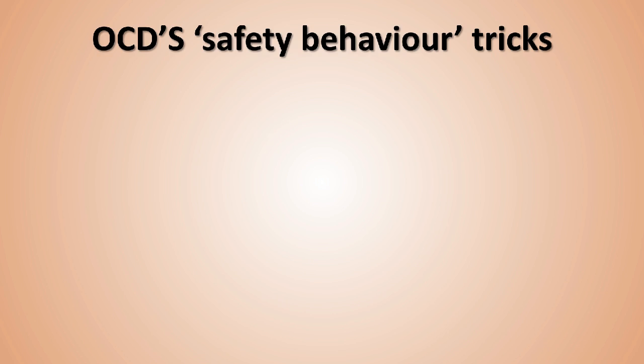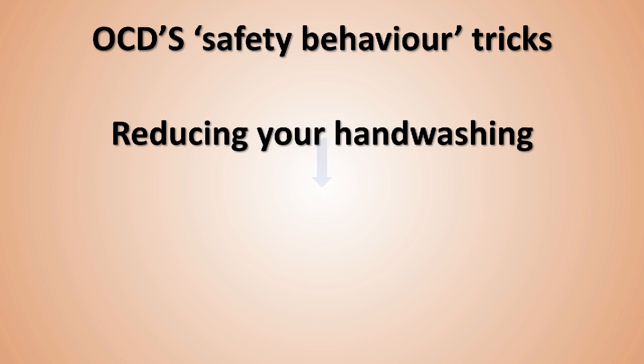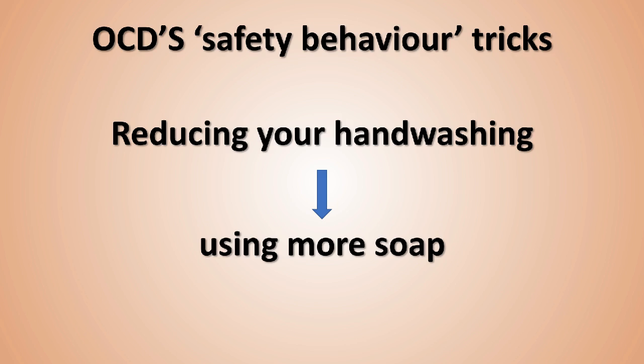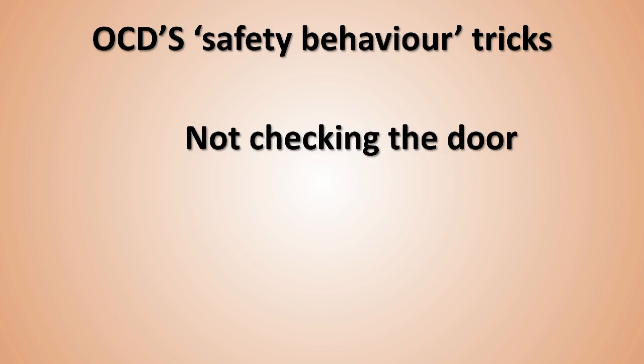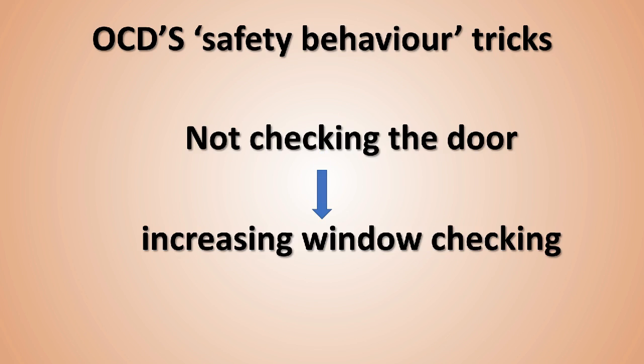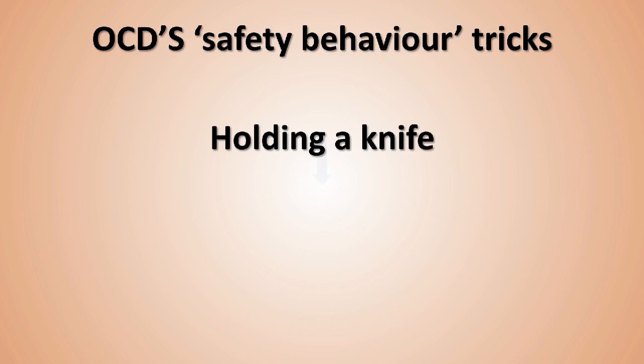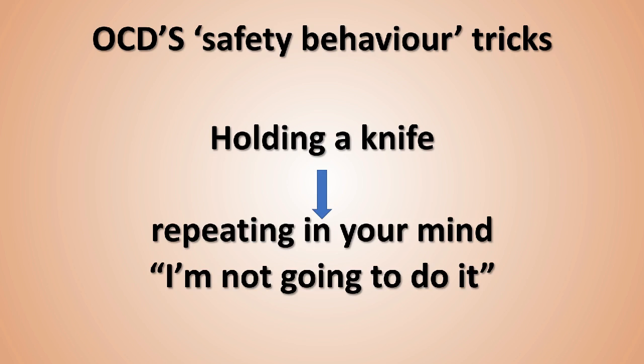So if you're going to use safety behaviours during ERP, it's unlikely ERP will work. For example, if you reduce your hand washing but use more soap, this will be a safety behaviour. Or you might not check the door but then increase the amount of times you're checking the windows. Or a bit like if you're holding a knife and repeating in your mind, I'm not going to do it, I'm not going to do it. That would also be a safety behaviour.